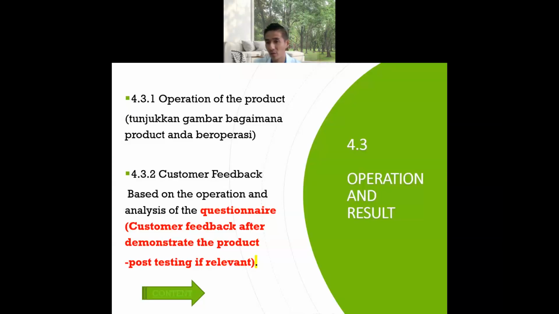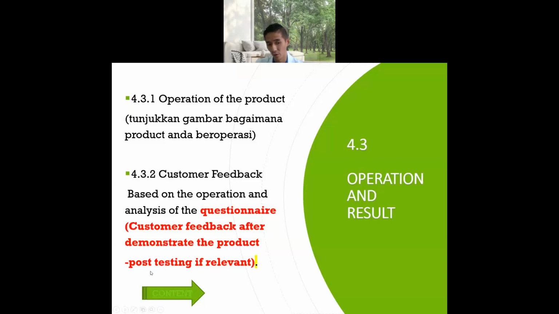Okay, so 4.3, as I mentioned to you earlier, once your machine, your products, has completed the fabrication process and the assembly, of course, put it inside here. Isometric, front view, top view, and so on. Ensure that you are able to capture your product in a really nice view to show to the user. Show how your products are able to operate, the operations of your product. You can put it inside here.